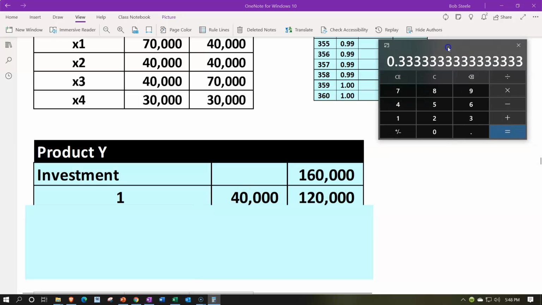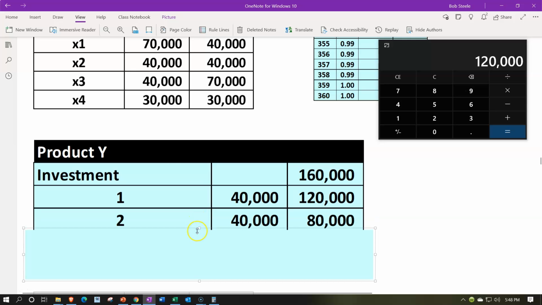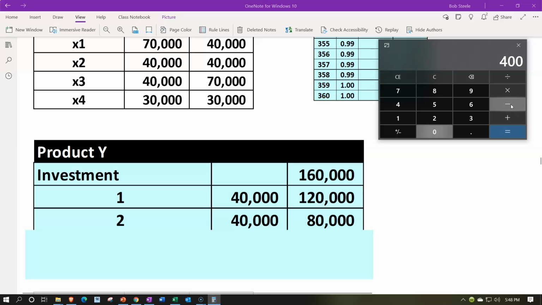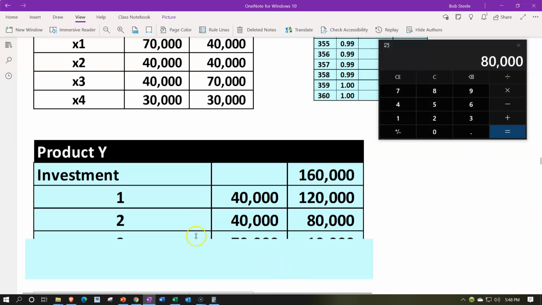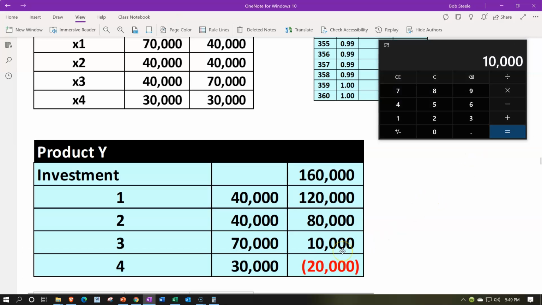We're going to pick up the 160,000 minus 40,000. We get 120, still not paid back. We're taking that 120 minus what we get in year 2, another 40,000 minus 40,000. We're left with 80,000, still not paid back. In year 3, we're going to get another 70,000. So minus 70,000. We're still not paid back. And then finally, we're going to get the 30,000, which pays us back.